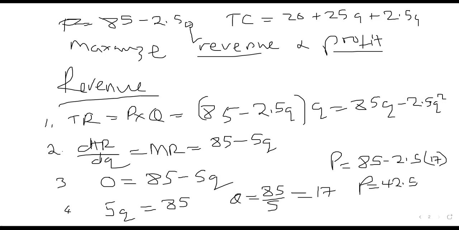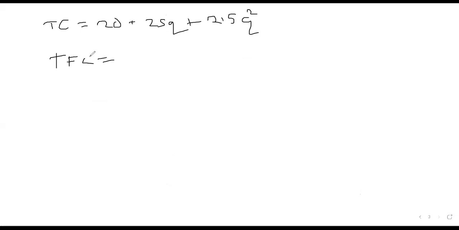So let's go to something else. For some of the questions, it gets them from your modules. So let's go now to the total cost. Given the total cost as what? 20 plus 25Q plus 2.5Q squared. So from this function, which one is our total fixed cost? 20. The constant, which is 20. And which one is our total variable cost?